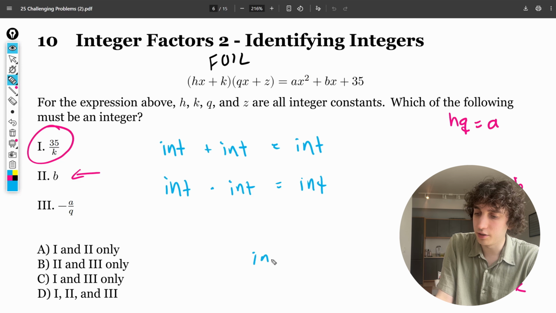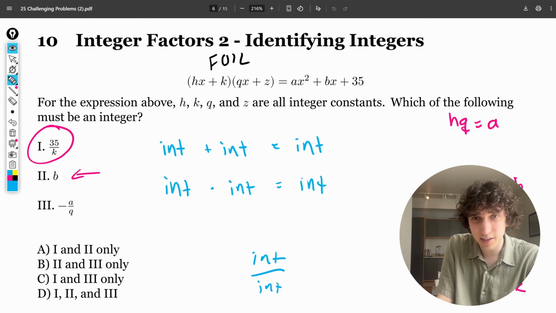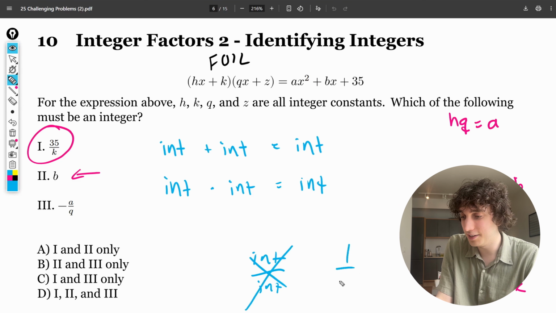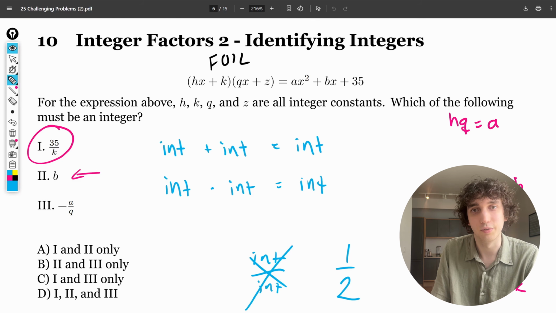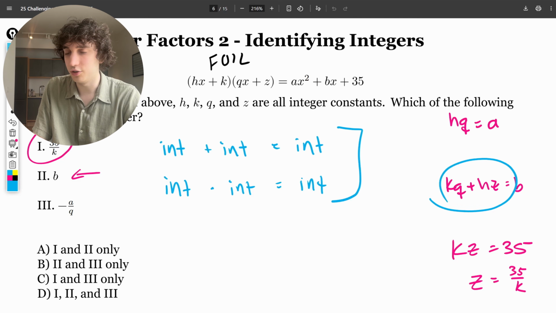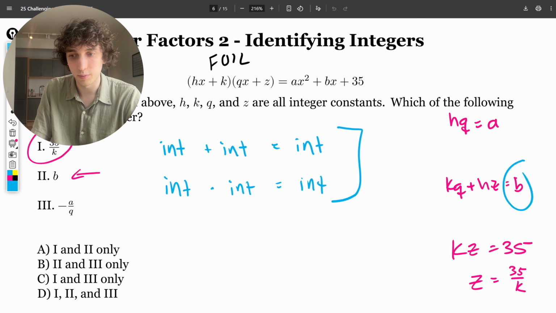But now think about an integer divided by an integer. Does that need to give you an integer? Hopefully you've thought about it. It does not, right? Easy example, 1 over 2. 1 is an integer, 2 is an integer, 1 over 2 is clearly not. So kq plus hc, that's just a bunch of integers added and multiplied together. So sure enough, the sum of their product is also going to be an integer. So we can say the 2 also has to be true.